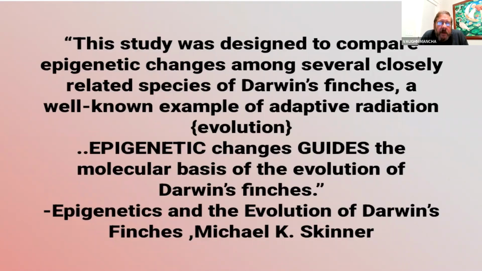Michael Skinner came up with this study where he compared the epigenetic changes amongst the different finches, and it said the epigenetic changes guide the molecular basis of the evolution of the finch. The DNA is still there, but the epigenetics played them differently to make the different beaks. And when he compared it to the point mutations, which neo-Darwinists study, the point mutations didn't line up like the epigenetic changes did. So the point mutations basically didn't account for the beak change in the finches, but epigenetics did. I mean, that's huge. This is the icon of evolution, this example, and it's been upended by this gentleman.